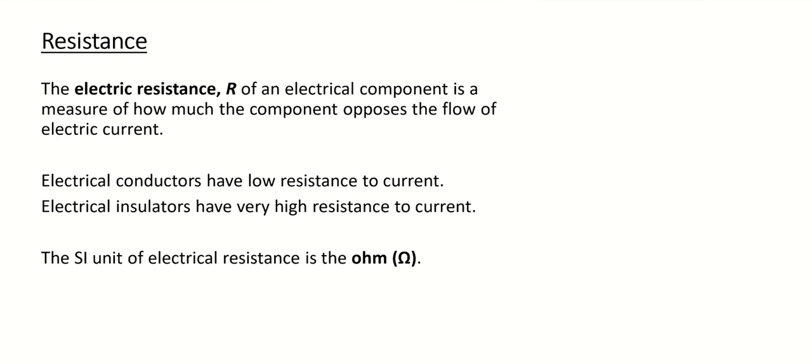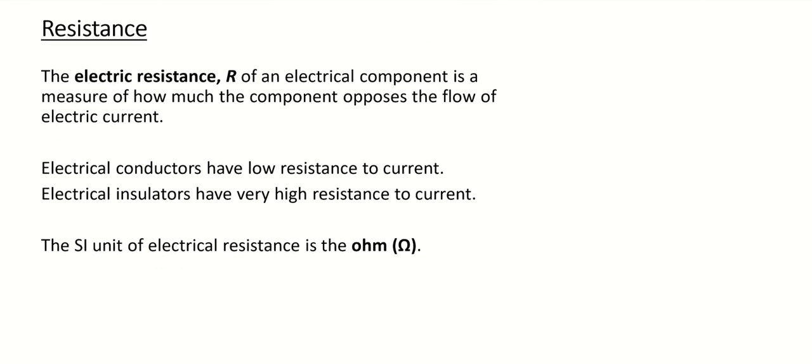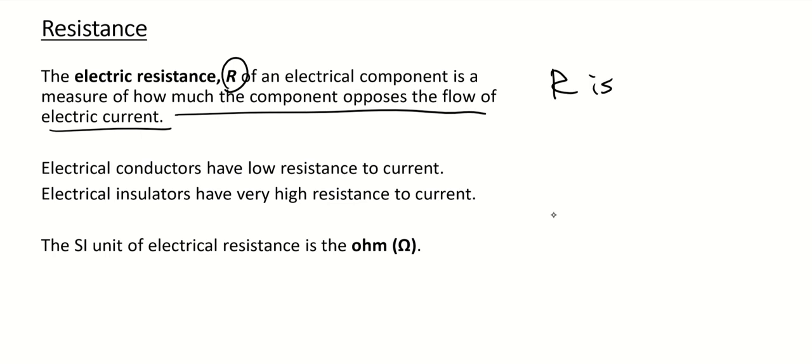So now we go to the third term, which is resistance, R. In layman's terms, the resistance R of an electrical circuit component is a measure of how much the component opposes the flow of electric current. So now since we know the symbol for R, if R is high, that means I will be low. Electrical conductors have low resistance to current.